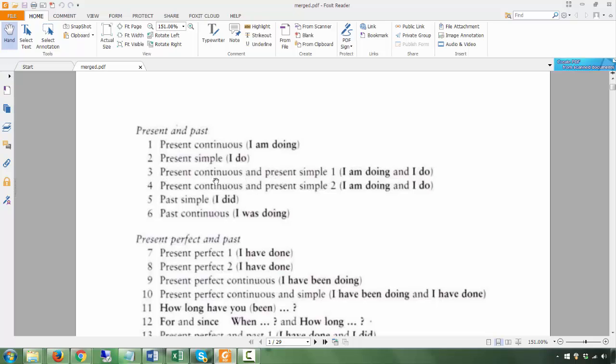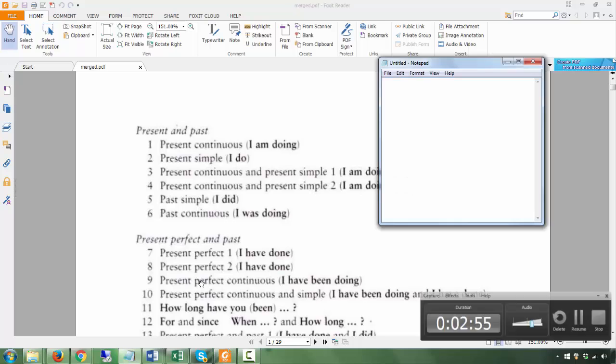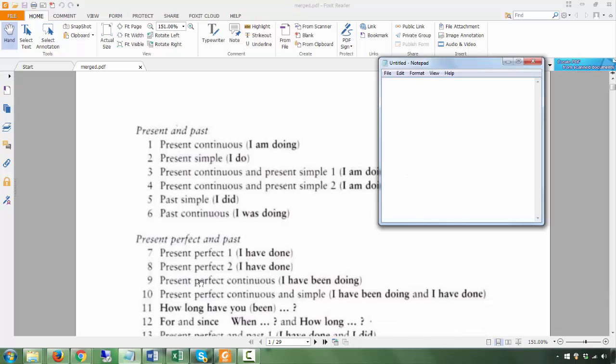Basically, these 2 chapters are going to test you on whether you understand the difference between these 2 tenses. Now, it's important for every single tense. We're going to go through 6 tenses. For every single tense, it is important for you to know 2 things. Basically, you need to know the form, how to form it, and then you need to know the meaning or the use.